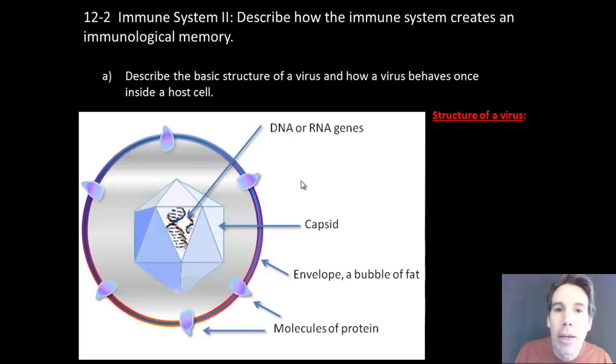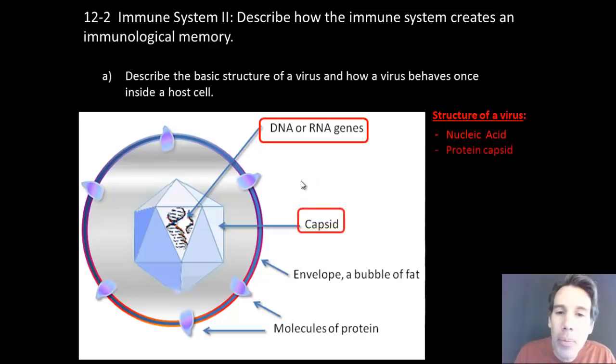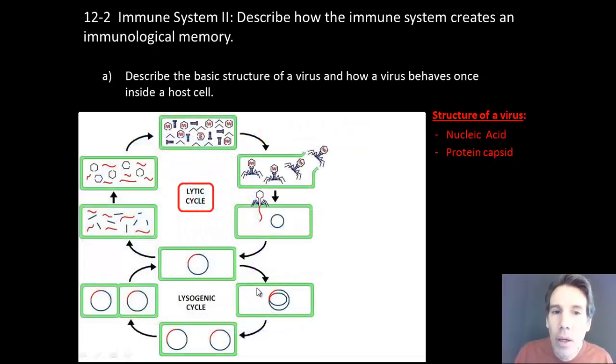The structure of a virus contains nucleic acid like DNA or RNA and a protein capsid. Sometimes the virus may also have an envelope, which is made of a phospholipid bilayer stolen from the host cell, and it also may have proteins which allow the virus to infect cells, but not all viruses have those outer parts. So here we're looking at a picture of a virus that's infecting a cell.